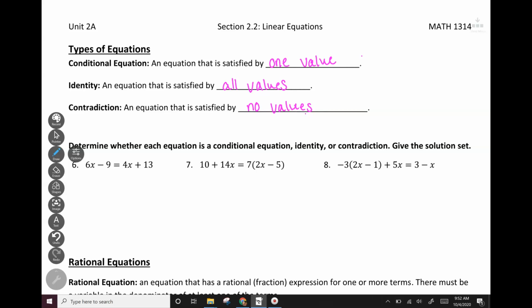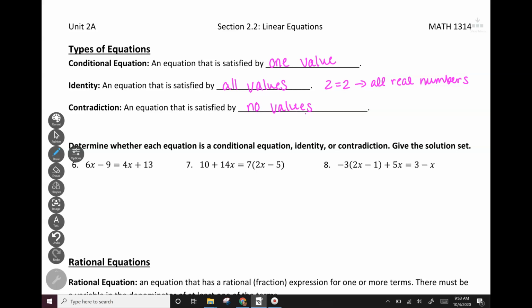So on this first one, this is where you can just solve the equation and you get a value, and that's the solution. On the second one, what's going to end up happening is you're going to end up with something like 2 equals 2. And since that is always true, the solution is any real number. Or you could say infinite solutions.